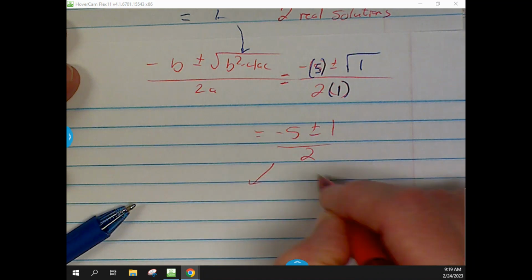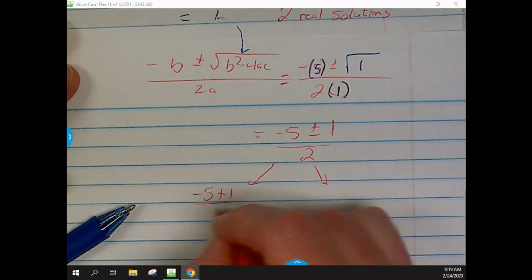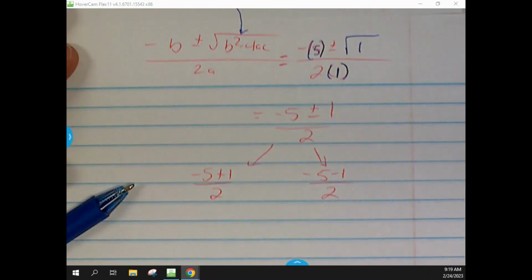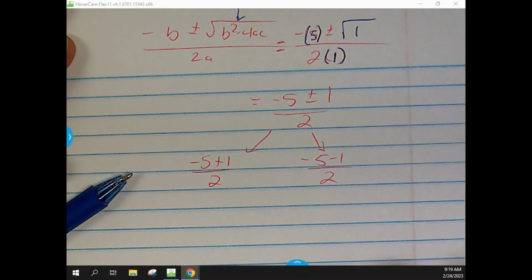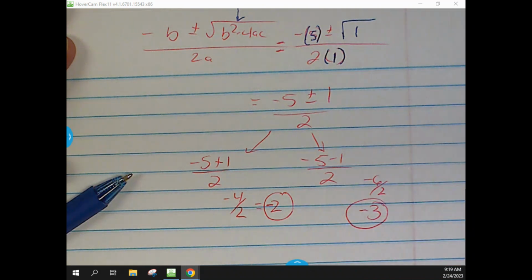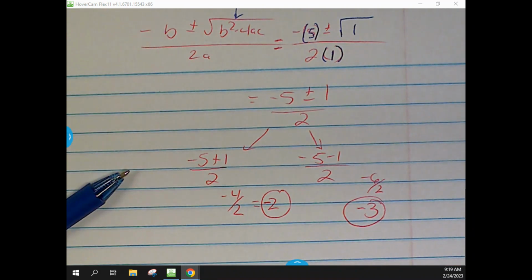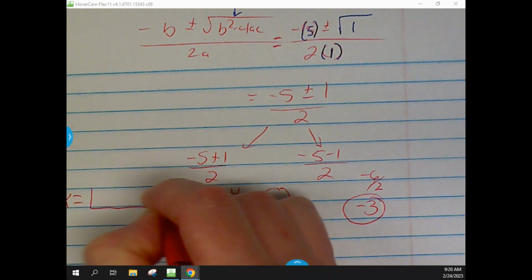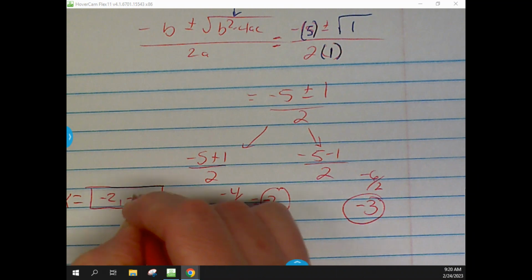And there's where we just split up and do it the 2 ways. You do negative 5 plus 1 divided by 2. And we're going to do negative 5 minus 1 divided by 2. Okay, so that's negative 4 over 2, which is negative 2. And then negative 5 minus 1 is negative 6 over 2, which is negative 3. All right, and there's your 2 solutions. Okay, and probably MyMathLab will give you that box where you got the x equals, and then we'll do a negative 2 and then a negative 3.